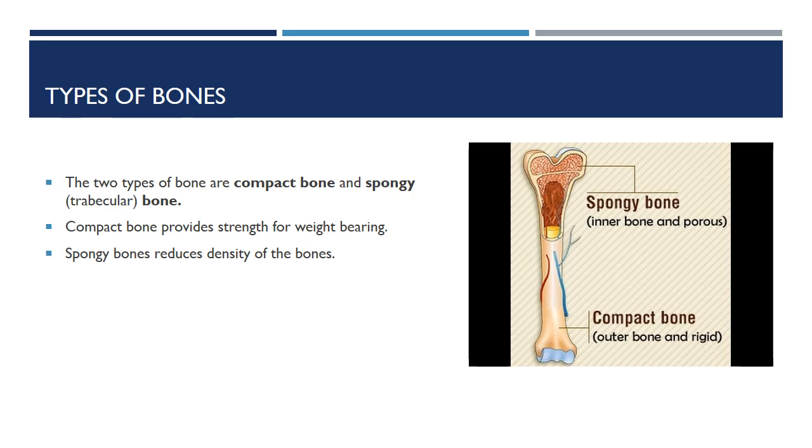The compact bones have more solid matter than the spongy bones. Well, the spongy bones have more space in between than the compact bones. So all bones have a superficial thin layer of compact bone around a central mass of spongy bone. The architecture and the proportion of compact and spongy bones vary according to the function. The compact bone provides strength for weight bearing, and the spongy bone reduces the density of the bone.